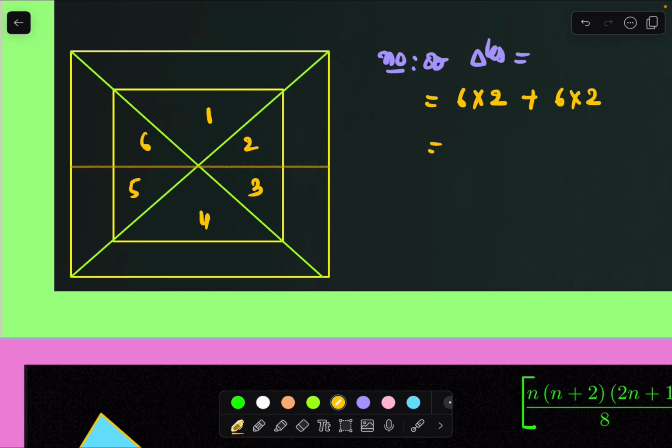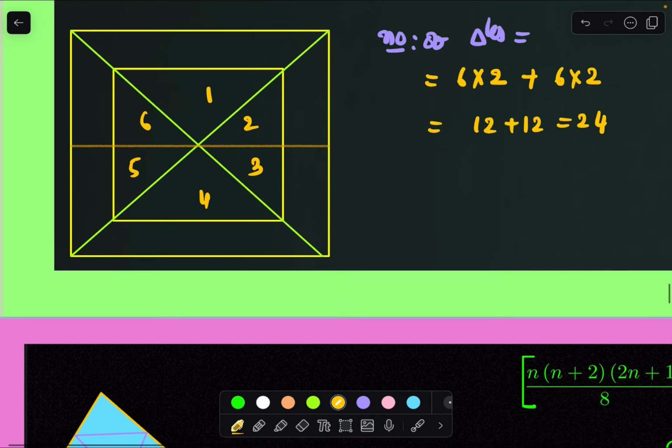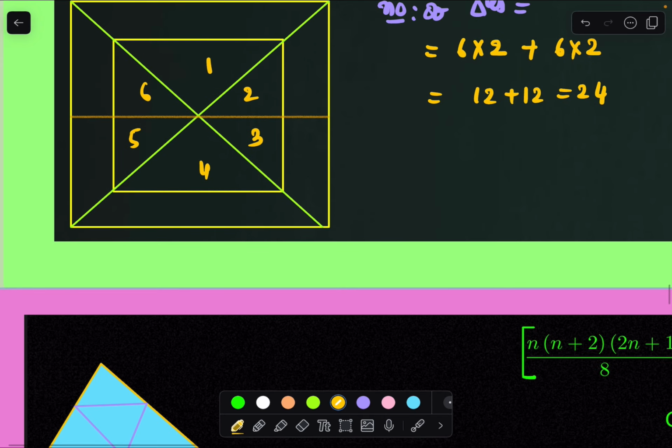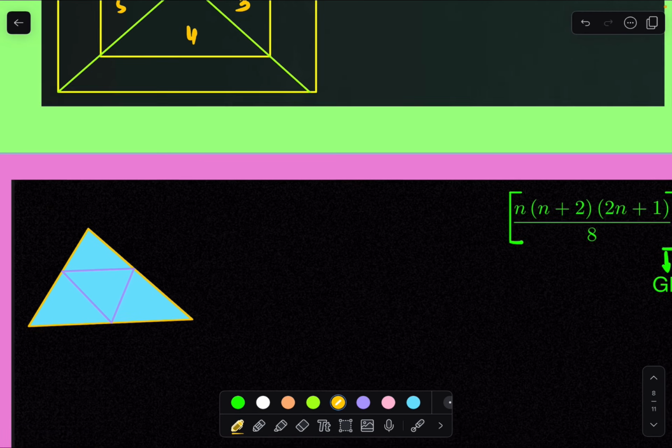So 12 plus 12 we can get, right? 12 plus 12 will give 24 triangles in total. 24 triangles we can get in total. Here these are not attaching or embedding, so we can't get extra triangles in this figure case. So 24 we can get.